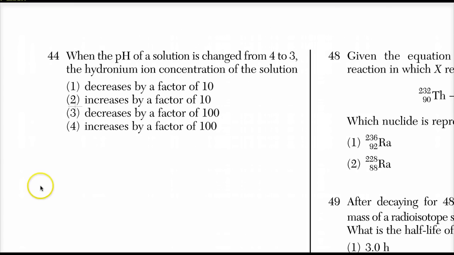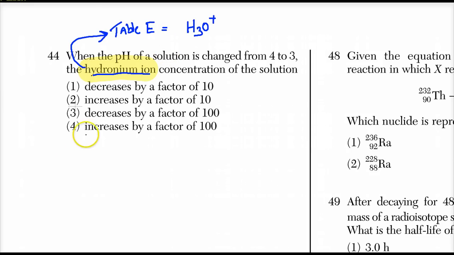Number 44. When the pH of a solution is changed from 4 to 3, the hydronium ion concentration of the solution does what? Well, again, hydronium ion, this is the second time in the test they've picked on a hydronium ion. The hydronium ion, through table E, if you forget, it lists all the important polyatomic ions. So in table E, you'll see that it is H3O+, which is basically water holding on to an H+ because of its lone pair. So table E will show you that it sounds so very much like the hydroxide ion.